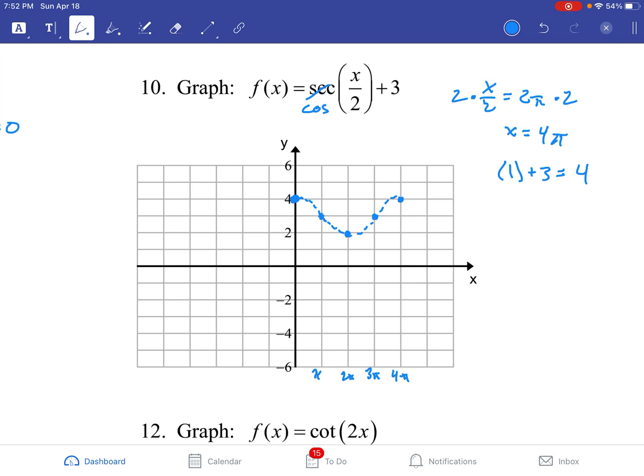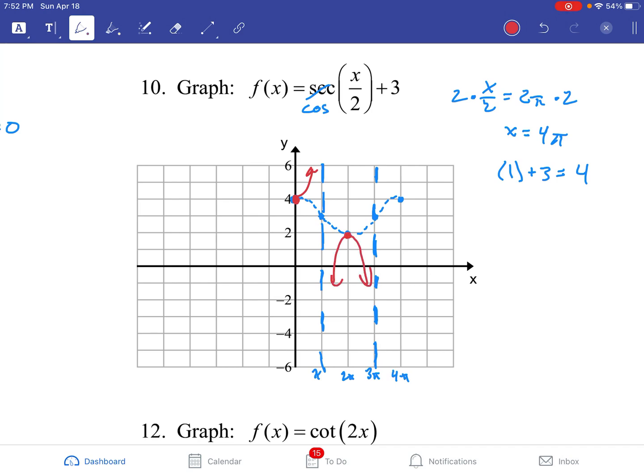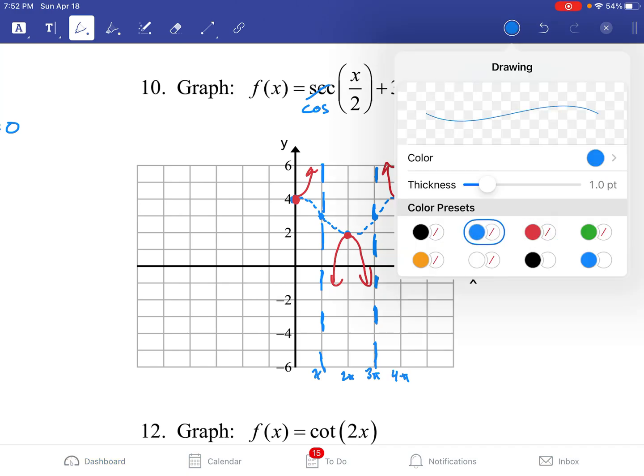All right. We're going to make our asymptotes through the midline of our graph. All right. If you're putting an asymptote through a peak or a valley, you're doing something wrong. On the peak, we're going to go up. The valley, we're going to go down. The peak, we're going to go up. And there is your secant function.